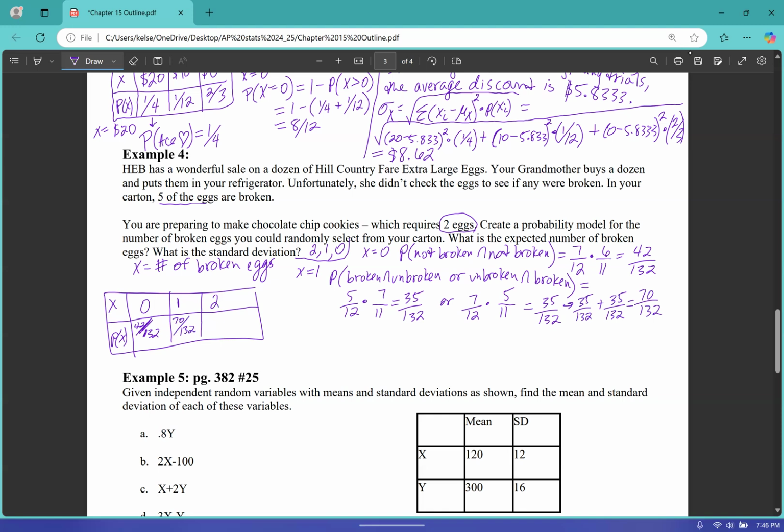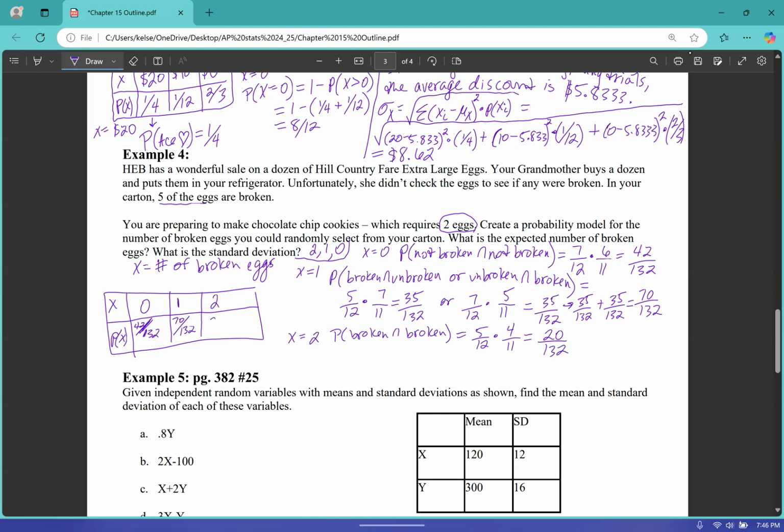All right, cool. Now, the next one: what's the probability of getting 2 broken eggs? If we get 2 broken eggs, that's the probability of a broken and a broken. So again, first one, broken egg, 5 out of 12. Now our second one, there's only 11 eggs, and we already took 1 broken, so now we only have 4 broken ones. So 5 times 4 is 20, 20 out of 132.